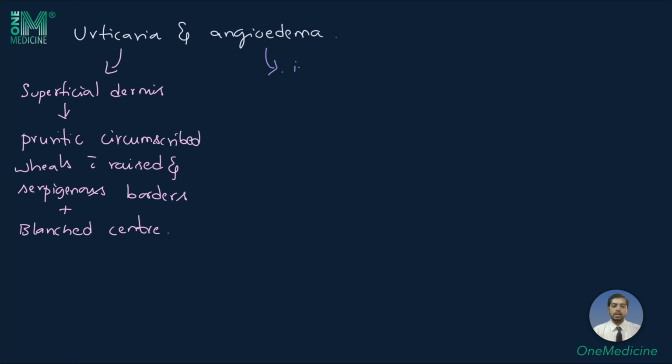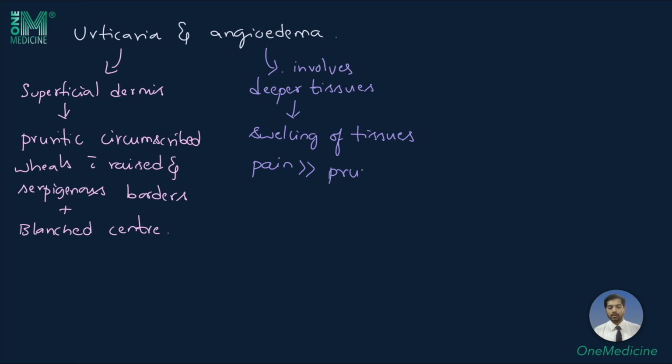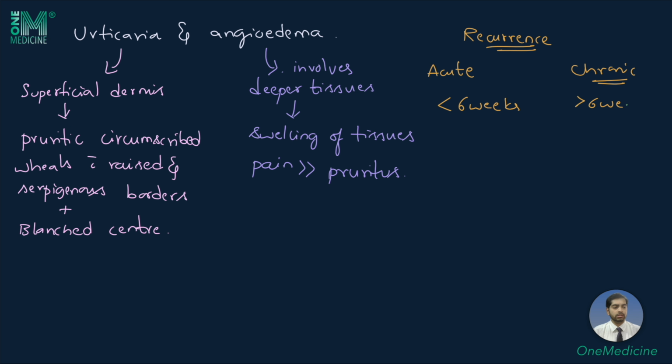Angioedema, on the other hand, involves deeper tissues. It presents as swelling of tissues and presents with pain more than pruritus. The recurrence of these symptoms can be divided into acute, which is episodes lasting for less than 6 weeks, and chronic, where the episodes are occurring for more than 6 weeks.